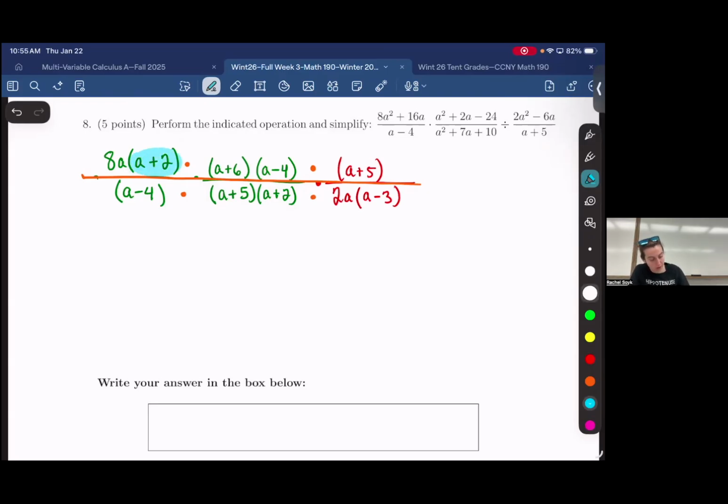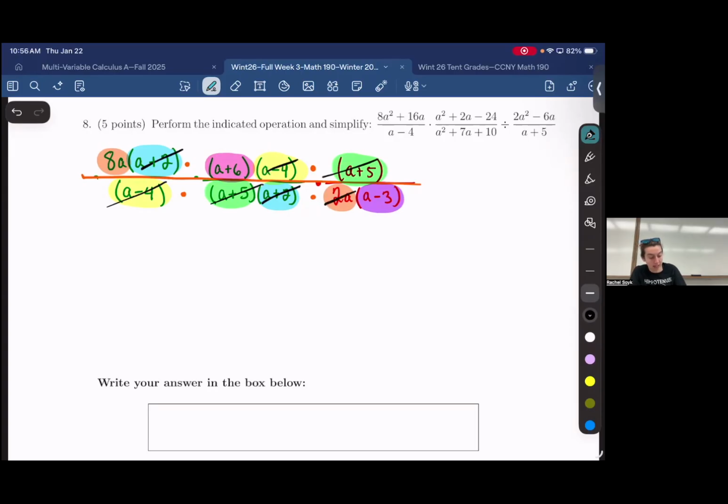We have an a plus 2 up here, an a plus 2 down here. We have an a minus 4, an a minus 4. We have an a plus 5, a plus 5. 8a and a 2a, that could be simplified. And then this is its own entity, and so is this. Okay. So what can we cancel out? Can cancel out the blues, the yellows, the greens.